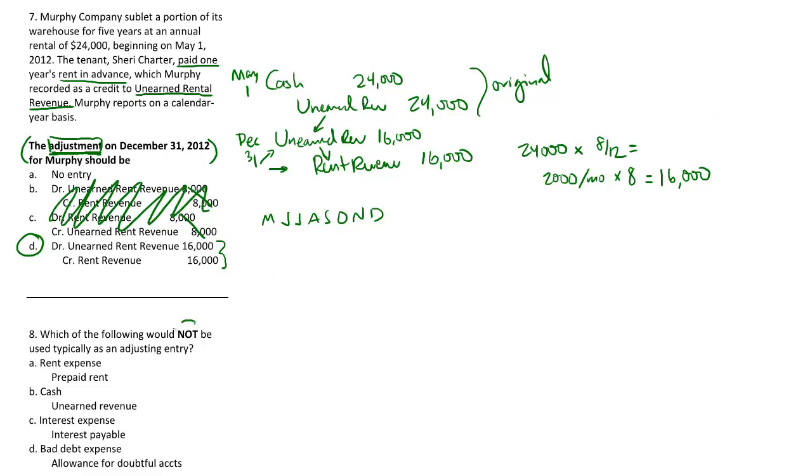Which of the following would not be used typically as an adjusting entry? Okay, so an adjusting entry, remember we have two types, either to record accruals, so adjusting entries, AJEs, adjusting journal entries, these are typically going to be used for accruals. So accruals, remember, are like prepaid accounts or expenses and liabilities.